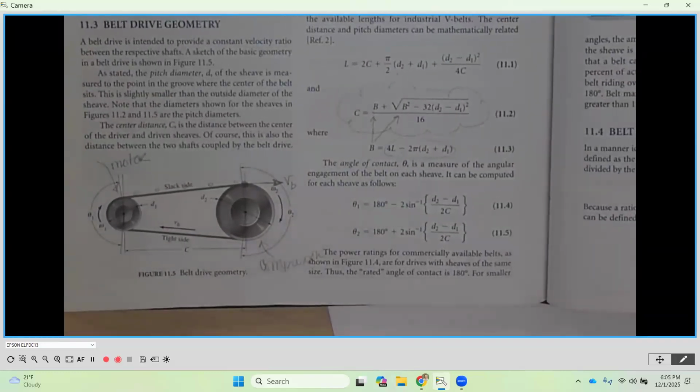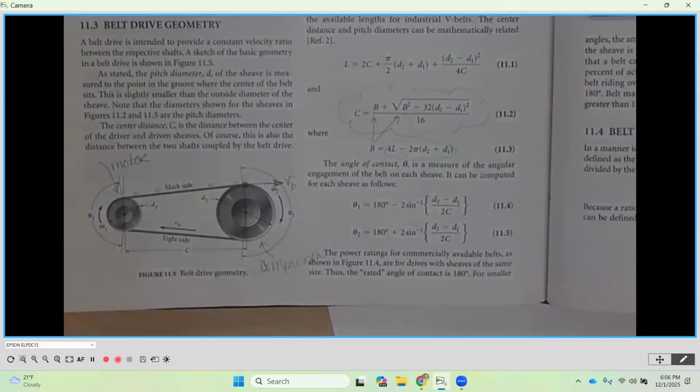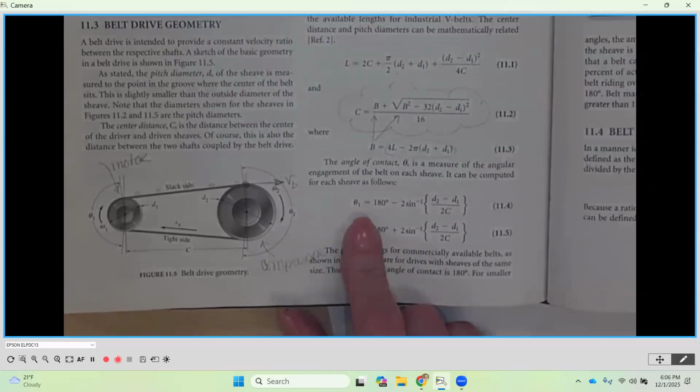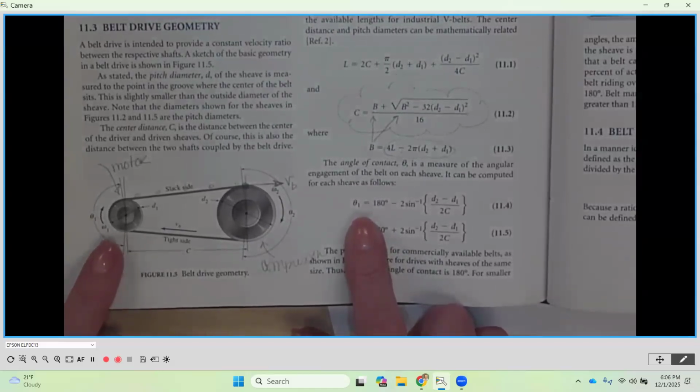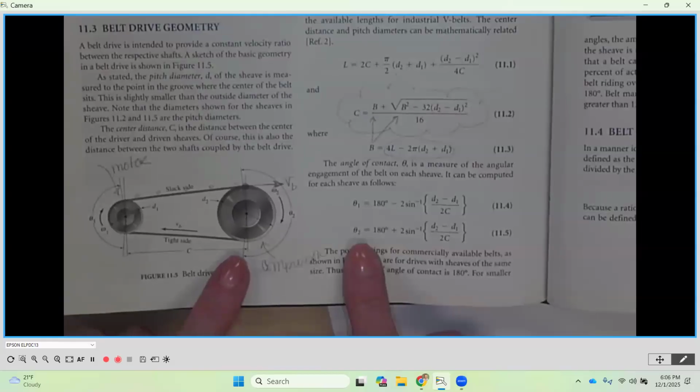Now, after we have the center distance determined, we want to make sure that we have an appropriate amount of contact between that belt and that sheave. We don't want to have too much wrap and we don't want to have not enough wrap, okay? If we don't have enough wrap, we don't have enough friction surface to transmit the torque and force that we're expecting to go through there, okay? So to calculate the angle of contact, or the angle of wrap, theta 1 is going to be on the driver sheave, and theta 2 is going to be the angle of wrap on the driven, okay?